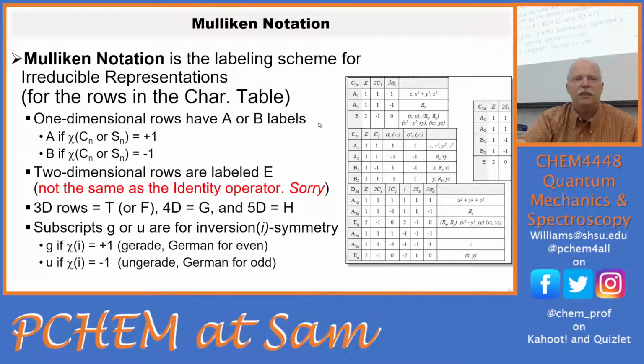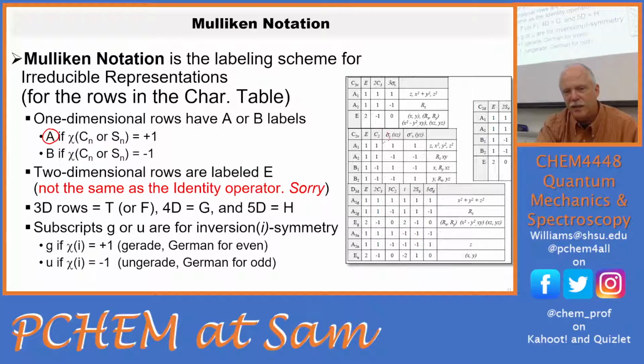This Mulliken notation, there are some rules associated with that. It's not that you'll have to come up with these letters. They're already given in the character table, but sometimes there's some good information that can be had if you understand where those letters come from or what they mean. So if the character under rotation is a +1, then we call that A, that is a label A.